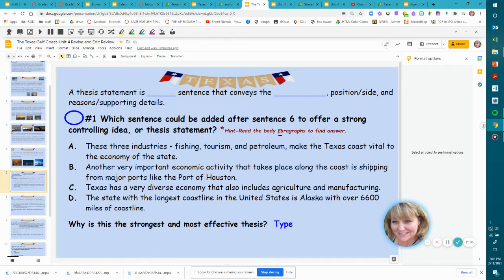I don't want to give too much away, but one of these is correct because it does the job of a thesis statement. Why is this the strongest and most effective thesis? Well, you've got to understand what a thesis does.